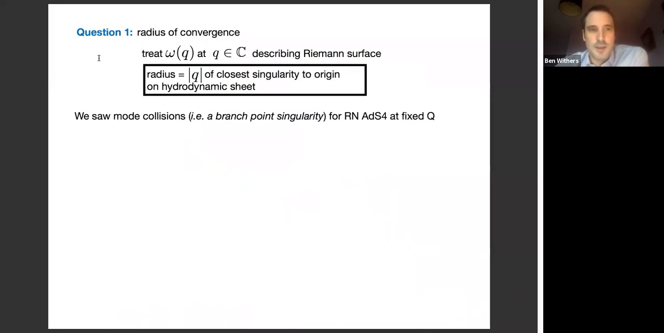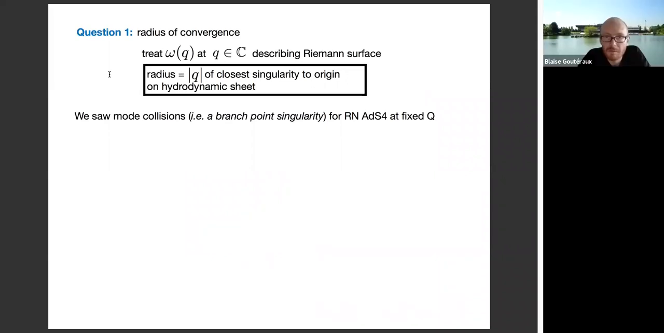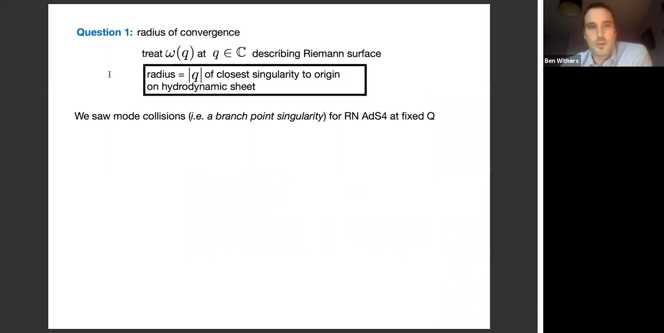So let's try and summarize the answer to question 1 in this case. What I'm advocating is that we treat the omega of Q, a complex Q, as some Riemann surface, and the radius of convergence of the hydrodynamic series is then given by the closest singularity to the origin on the hydrodynamic sheet, of course. What we saw was that this singularity was a branch point type, in other words, a square root, which we normally refer to as being a mode collision in holography. And this was for Reissner-Nordström at some fixed value of the charge.